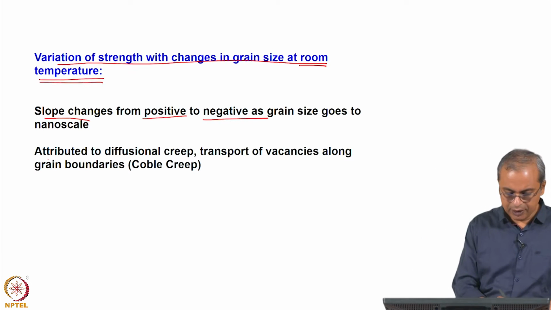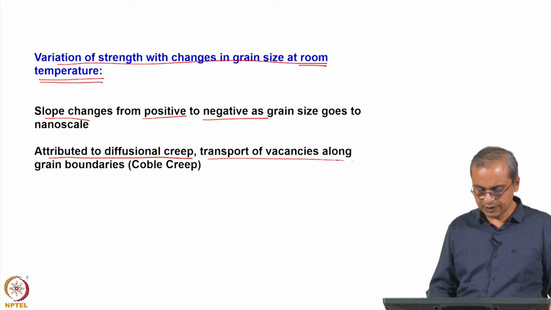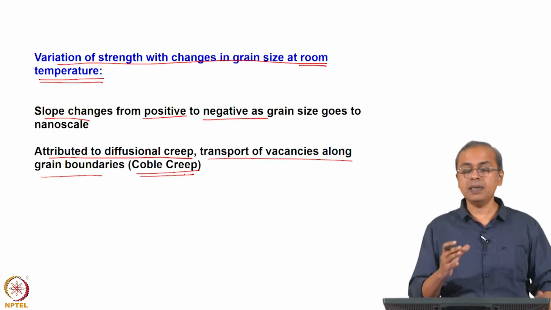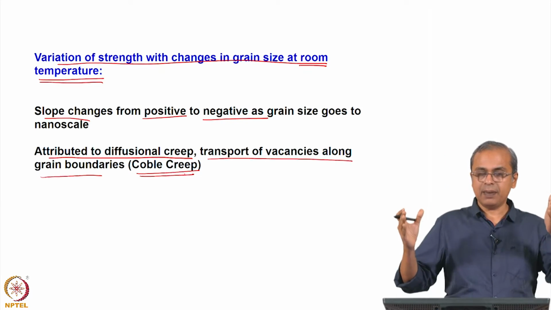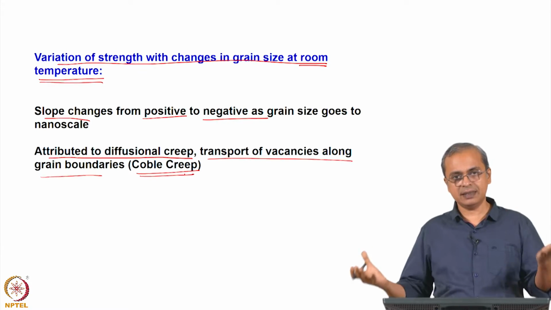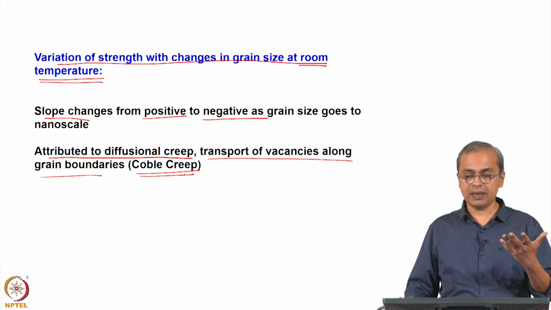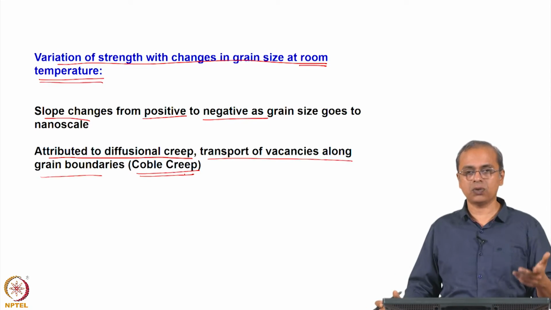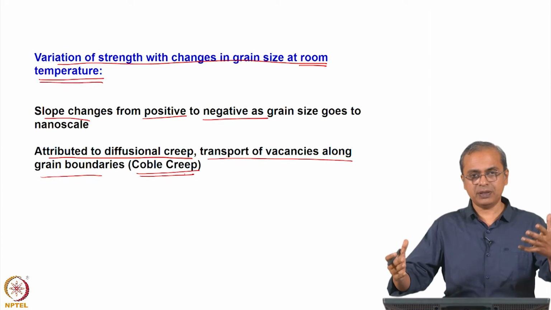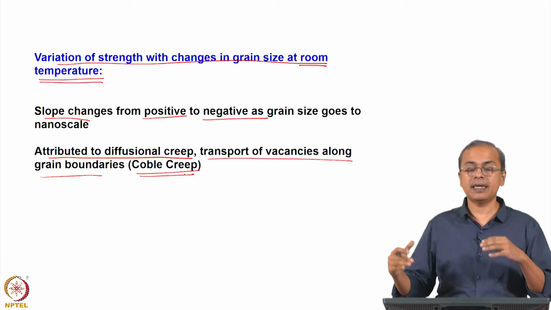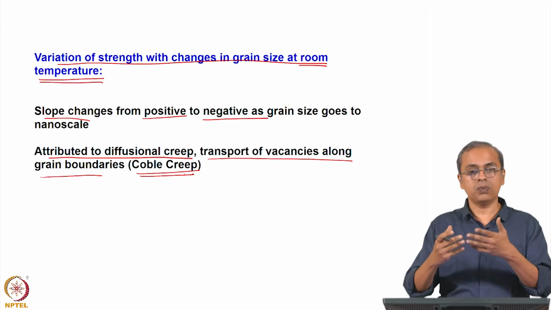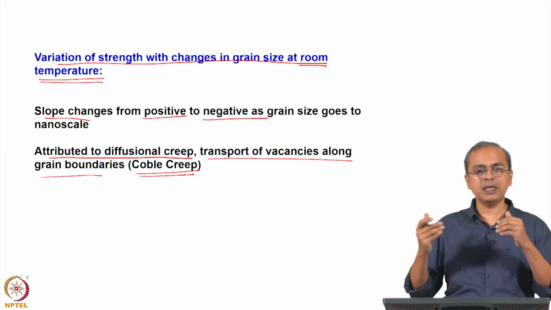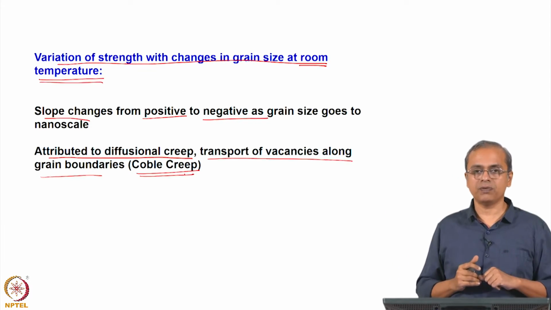So, this is also attributed to diffusional creep and transport of vacancies along grain boundaries, also referred to as Coble creep. Now, creep is a phenomenon where a material appears to have less strength and therefore changes its shape at even relatively lower loads, simply because the temperature is high. At high temperature it keeps slowly deforming, and that is called creeping. So, this is usually a high temperature phenomenon, but in this case we happen to be seeing it at room temperature simply because you have a sample where the grain size is extremely small. So, you are sort of seeing a high temperature phenomenon at room temperature simply due to the presence of a very large number of grain boundaries.